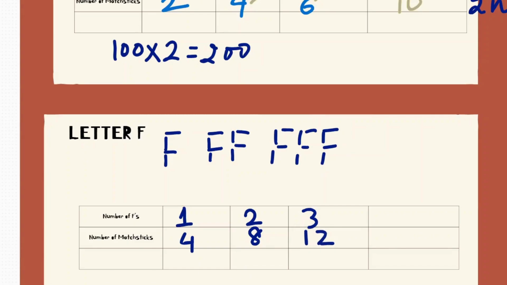Now if you have to create n number of letter F's, how many matchsticks would you require this time? For this, we again have to observe the pattern. What do you observe? How is the number of sticks required related to the number of F's? To create the first letter, we multiplied by 4. To create 2, we multiplied by 4 again, multiplied by 4 again. So I think we can say that to create n number of F's, you have to multiply by 4. So it is 4n. Okay.